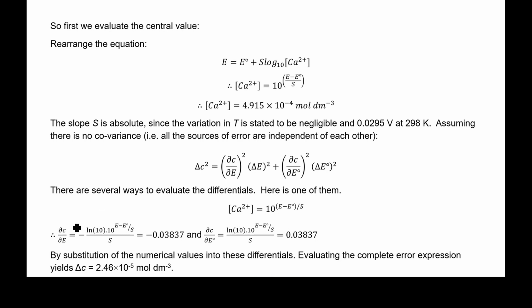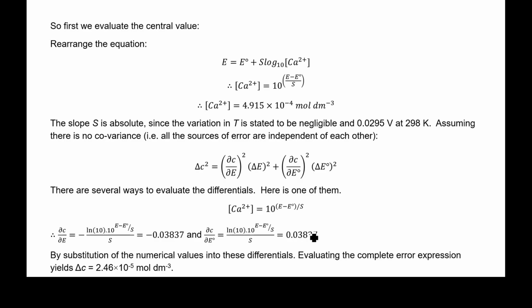So we can see the dC by dE is ln 10 to the power E minus E naught over S divided by S, or with a minus sign in front of it, and a very similar expression for dC by dE naught. So we can sub in, we know the voltage we got for our measurement, we know E naught, and we know the slope of calibration. So we can simply sub in to evaluate these two partial differentials. And we know the variations in delta E naught and delta E.